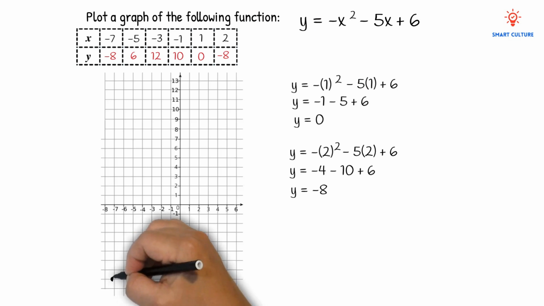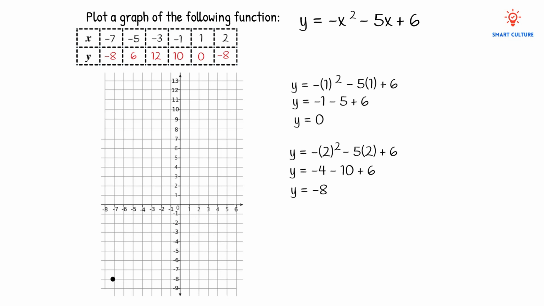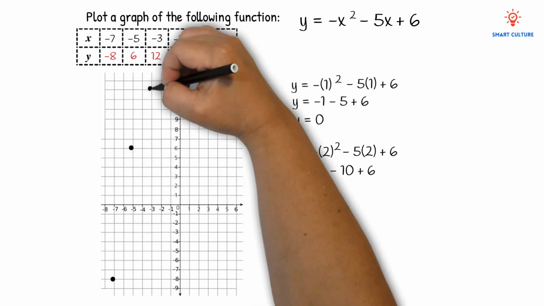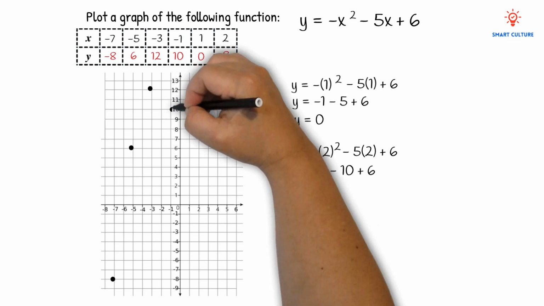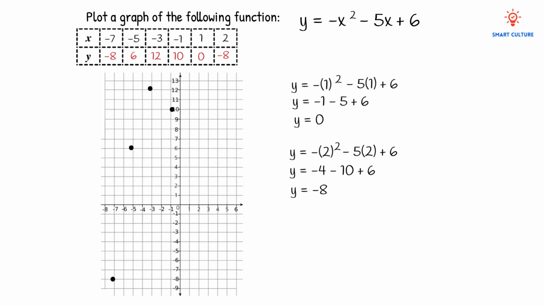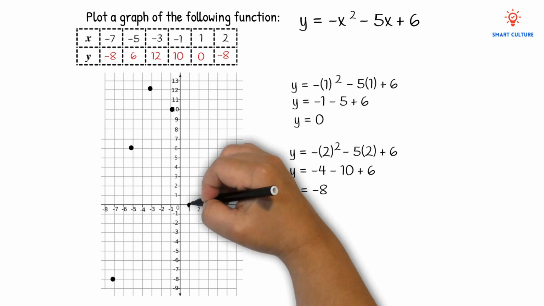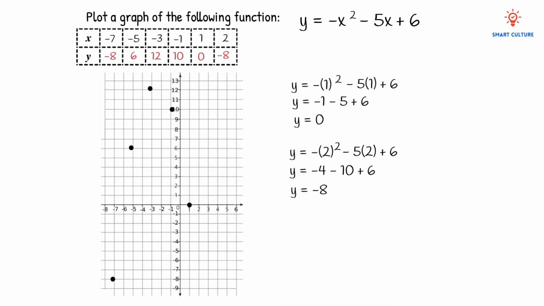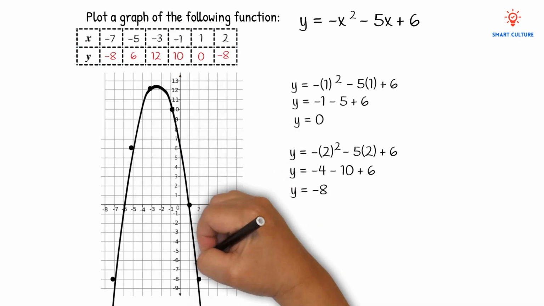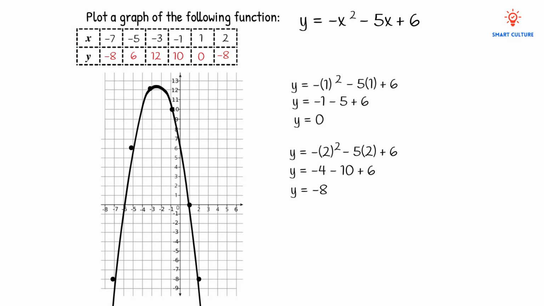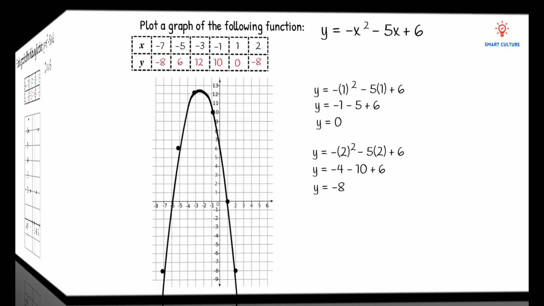The first point will have an x coordinate of negative 7 and a y coordinate of negative 8. Then we have the next point, negative 5 and 6. Here we have the next point, negative 3 and 12. Here we have the next point, negative 1 and 10. Here we have the next point, 1 and 0. And then here we have the last point, 2 and negative 8. So then you can connect the dots. And as you can see here, we have a downward opening parabola.